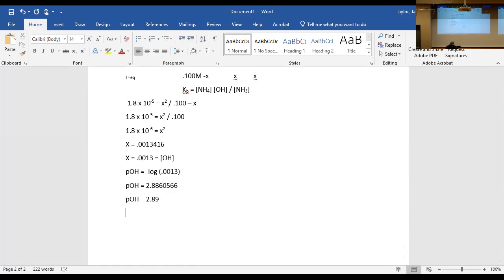Then the way to solve for pH from pOH, because she asked for pH, but you had to get pOH from here, is pH is equal to 14 minus your pOH. So 14 minus 2.89. Calculator real quick, 14 minus 2.89. And you get a pH equal to 11.11. And that will be your final answer.